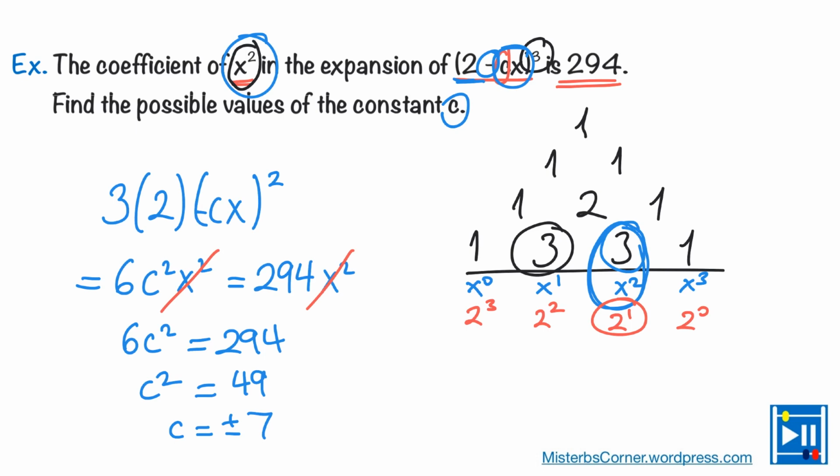So basically this is pretty much it. You just expand the binomials, right, using Pascal's triangle, and then you can also find the coefficients of certain terms, or you can also find the unknown constant values given the coefficients of certain terms, right? So this is how we basically expand binomials with using Pascal's triangle.